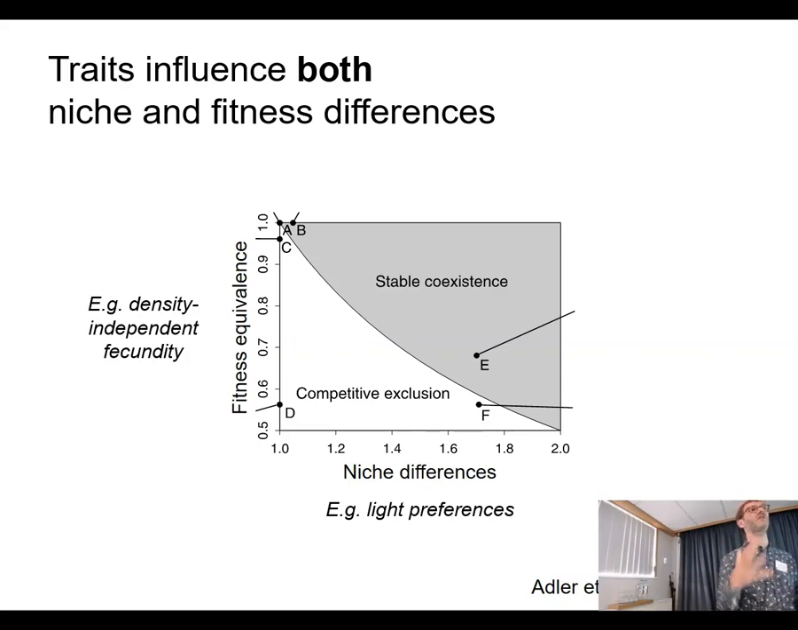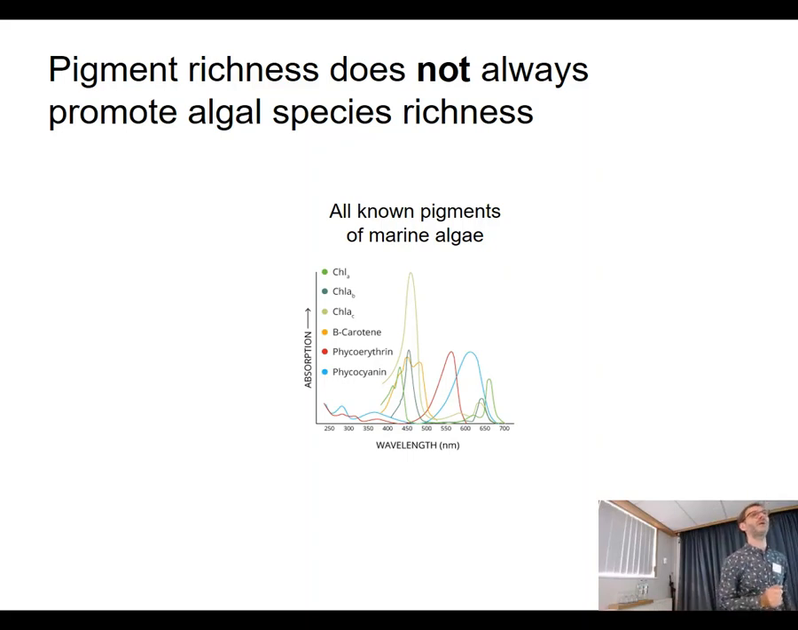So it's not because you have bigger trait diversity that you will also have automatically a much easier species coexistence or a higher diversity. We have shown this for the case of pigments. We are now working on a paper showing that pigment richness does not always promote algal species richness. How do we do this? Well, we have first looked into the literature, and for basically all different pigments that one could find, this is only 6 of them, we found 22 pigments.